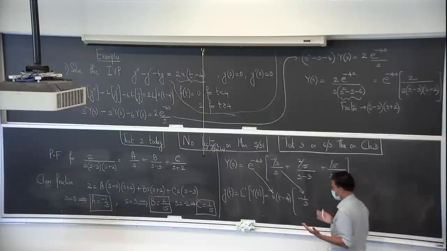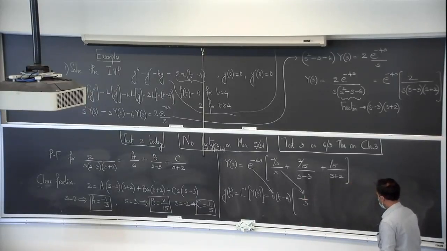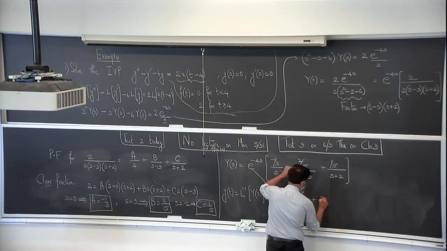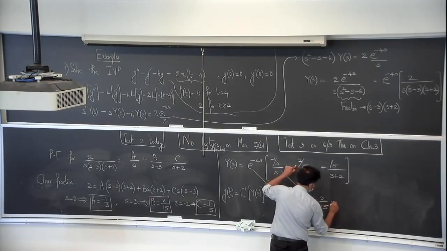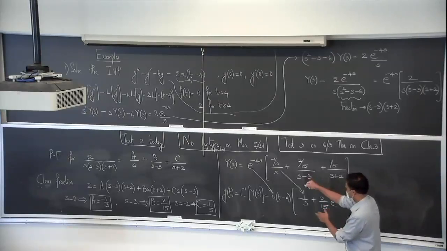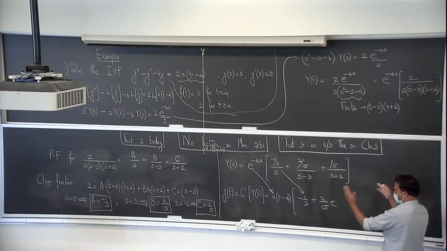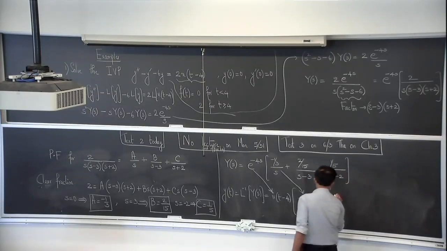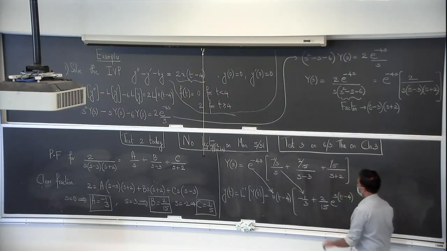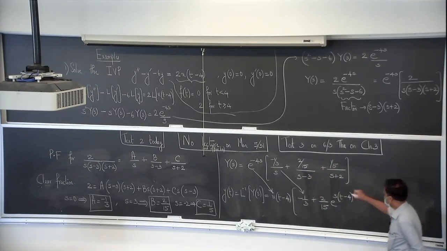A constant term is kind of not disturbed by the fact that t is there. Plus 2/15 e to the power of, this would usually be e to the power of 3t, but in this case it's going to be 3 times (t minus 4) because of the second shifting. That's this.